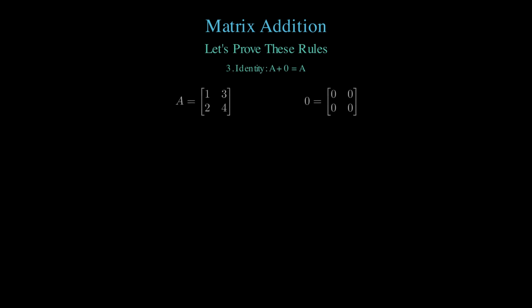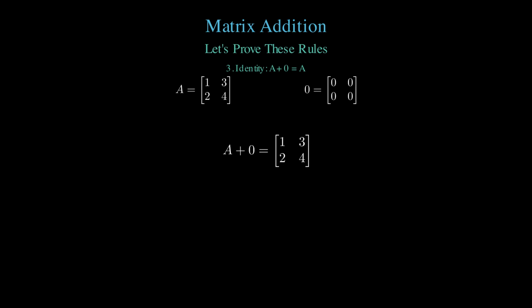Now, let's look at the identity matrix. Here are matrix A and a 0 matrix side by side. When we add the 0 matrix to A, the result stays the same. So, this proves the identity property for matrix addition.